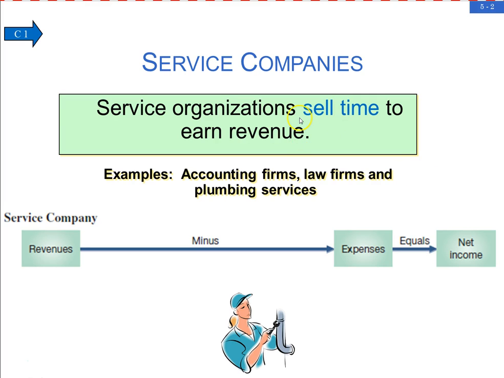And basically what service organizations do is they sell their time in order to earn revenue, and their income statement, one of the financial statements that we've learned already, right, is basically revenues minus expenses equals income, right? Your net income amount is your revenues minus expenses. And for a service company, that's basically what it looks like. There'll be, of course, a lot of expense accounts, a couple revenue accounts at most, but basically nothing else in there.